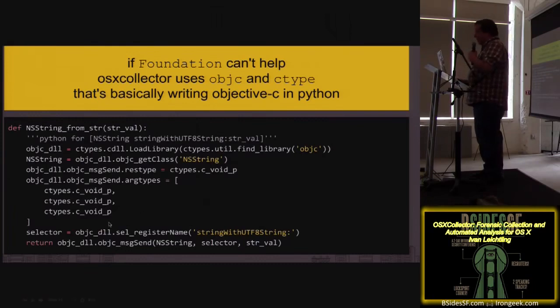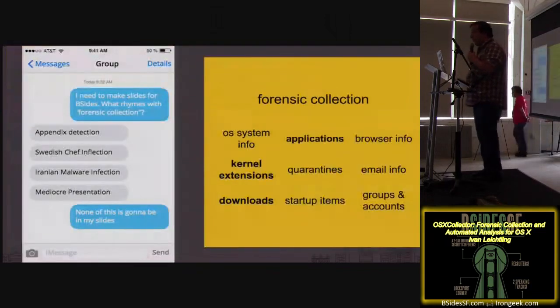This is an example of calling stringWithUTF8String, which is like a constructor for an Objective-C string. It's kind of messy. If you understand Objective-C, it's not so messy. But this basically meant at this point, with this single file, we could call anything on the system, which was kind of the goal of the whole thing. So now we can collect SQLite DBs, we can collect plists, we can call any system API that we want. That's kind of cool. We can start collecting lots of information at this point.